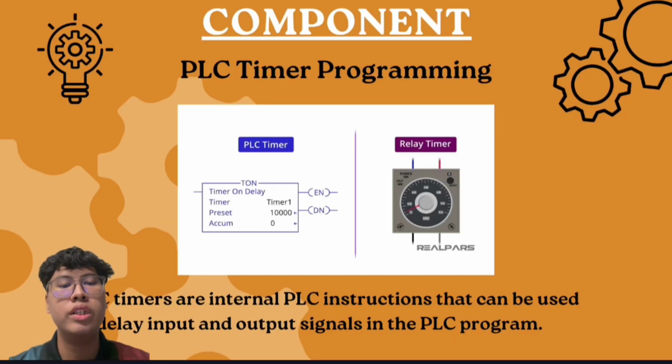So the component we use is PLC timer programming. We use a relay timer. PLC timers are internal PLC instructions that can be used to delay input and output signals in the PLC program, so that we can delay the cutting process in the machine.